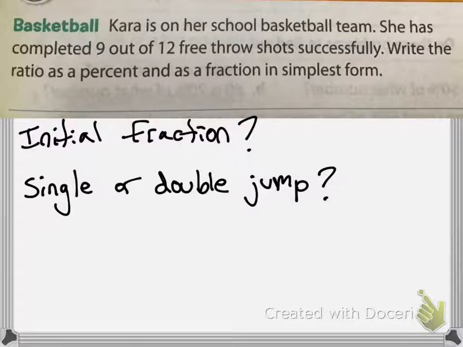Here's this. Kara is on her school's basketball team. She's completed 9 out of 12 free throw shots successfully. Write the ratio as a percent and as a fraction in simplest form. So first of all, what's our initial fraction? Who can tell me the initial fraction that we just have by reading that problem? Remember, initial means first. Dolan. 9 out of 12. Perfect. 9 over 12, 9 to 12, any of that. But here it's easier to write them as fractions for our ratio table.